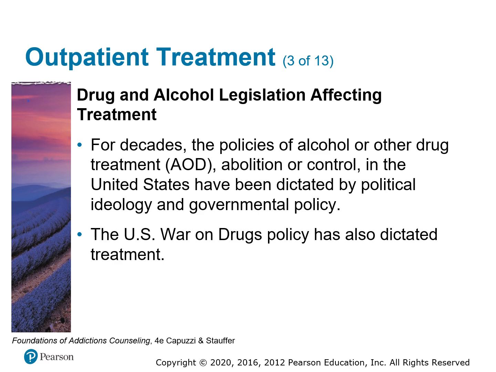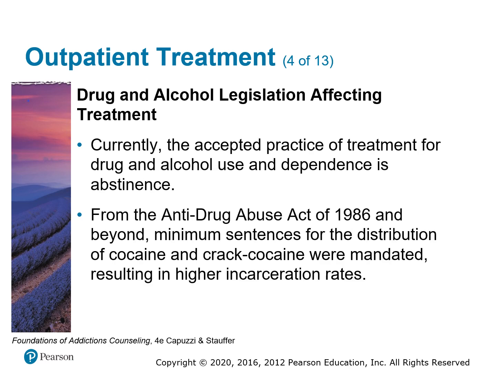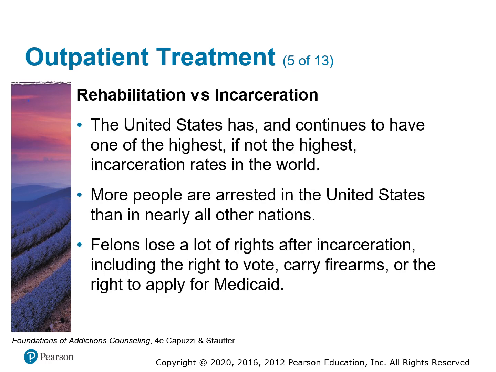Drug and alcohol legislation affecting treatment. For decades, the policies of alcohol and drug treatment, abolition, and control in the United States have been dictated by political ideology and governmental policy. Currently, the accepted practice for treatment of drug and alcohol use is for dependence and abstinence. From the Anti-Drug Abuse Act of 1986 onward, minimum sentences for the distribution of cocaine and crack were mandated, resulting in higher incarceration rates.